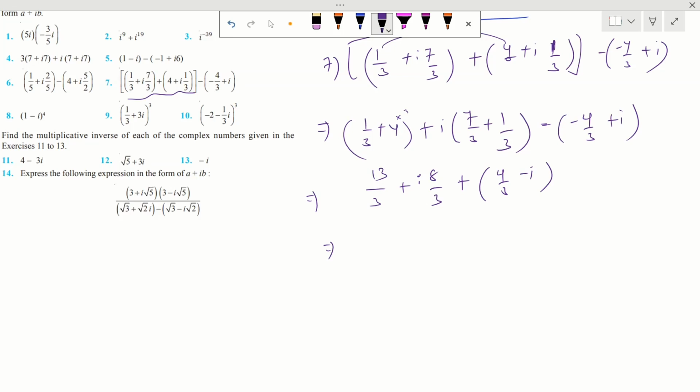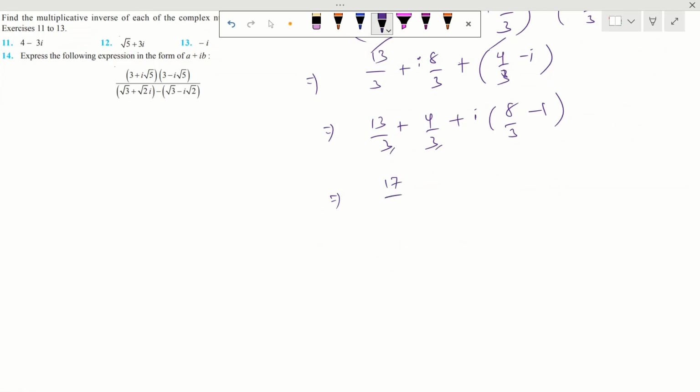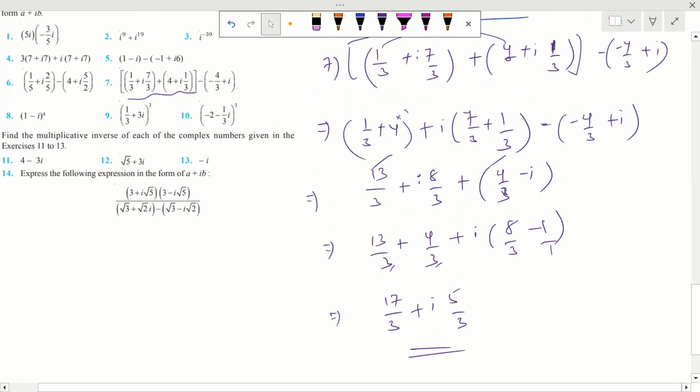So now if we write the real part and imaginary part separately, these are the real part, 13 by 3 and minus 4 by 3, and the imaginary part i times 8 by 3 minus 1, right? So now these LCMs are the same here. So I'm writing 13 minus 4 is 9, 9 by 3 plus i. And the LCM is 3 here. 8 minus 3 is 5. It is 5 by 3. This is the final expression for the given problem, right?